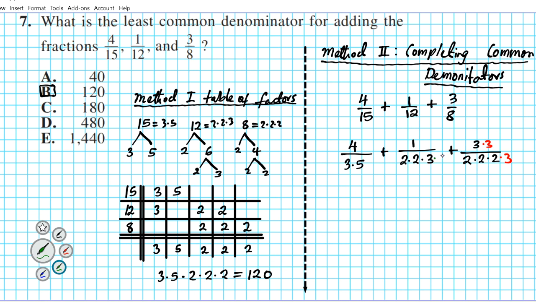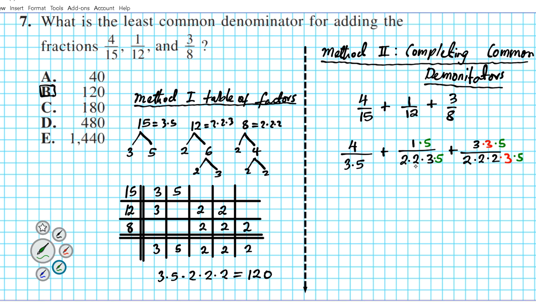So multiply it by a 5, top and bottom. And the last fraction has no 5, so we multiply by a 5, top and bottom. Okay, so every denominator now has a 5, which is good. Now let's move to the next fraction.